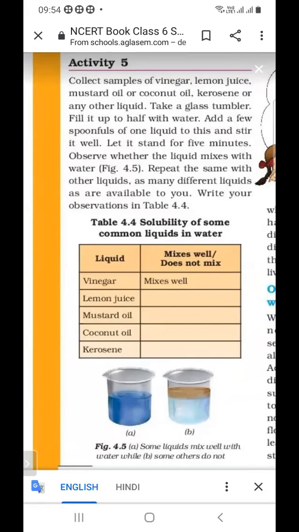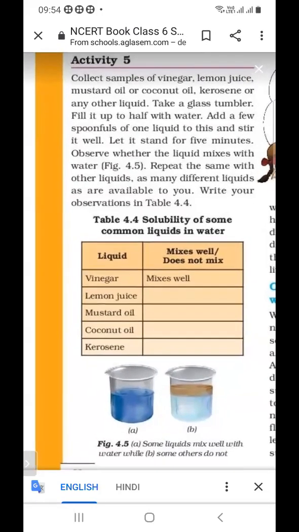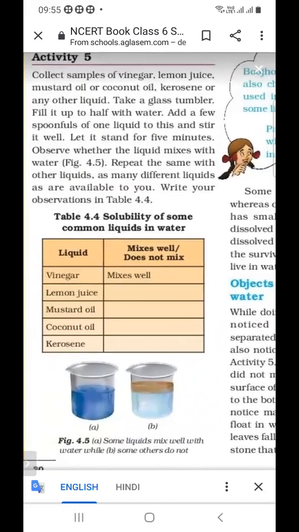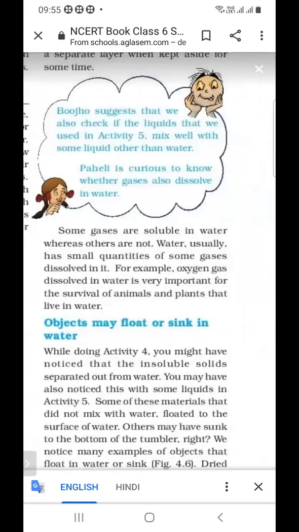Suppose vinegar, वो पानी में अच्छे से मिक्स हो जाता है तो हमारा वो है miscible, और लेमन जूस ये भी वाटर में मिक्स हो जाता है तो इट मीन्स ये miscible. And ये मस्टर्ड ऑयल, कोकोनट ऑयल एंड केरोसिन, so these are ये जो पानी में डिजोल्व नहीं होते, ये पानी के ऊपर लेयर बना देते हैं, ऑयल की लेयर बन जाती है. So these are immiscible liquids. So there are two types of liquids, miscible and immiscible liquids.